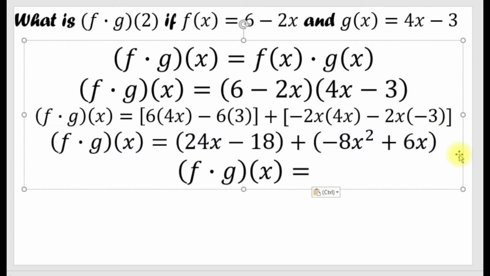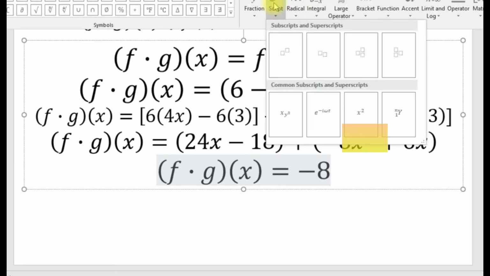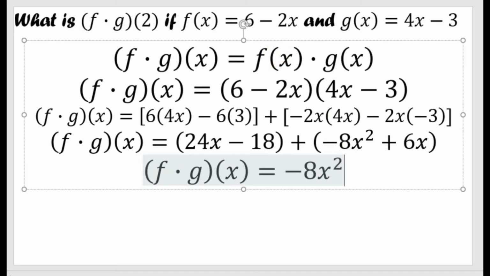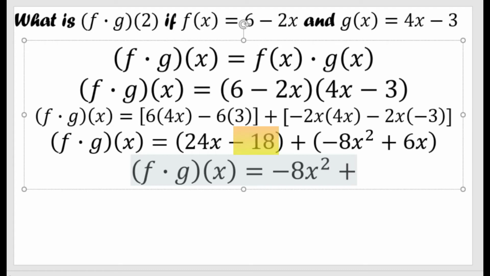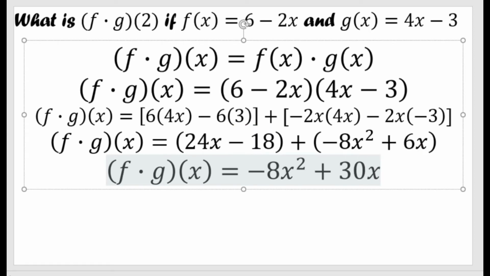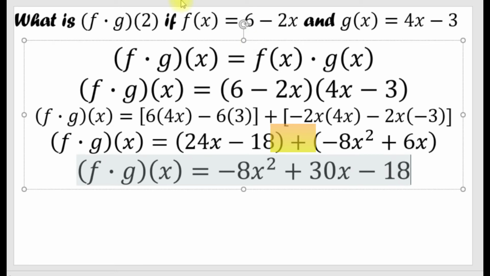Simplifying it further, we'll have negative 8x squared plus 24x plus 6x, that is 30x. And then lastly, our constant, which is negative 18. So our final answer would be f of g of x is equal to negative 8x squared plus 30x minus 18.